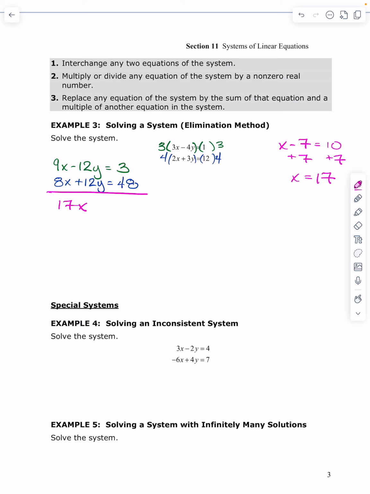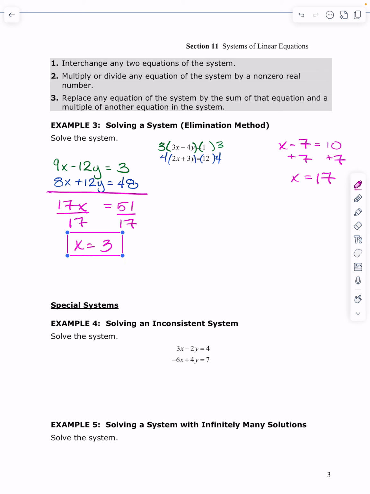9x plus 8x gives me a 17x. I got negative 12y plus 12y. There's my 0. Equals 51. Divide both sides by 17, and x equals 3.